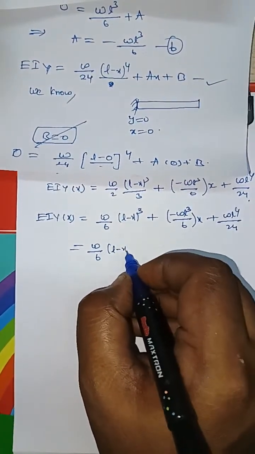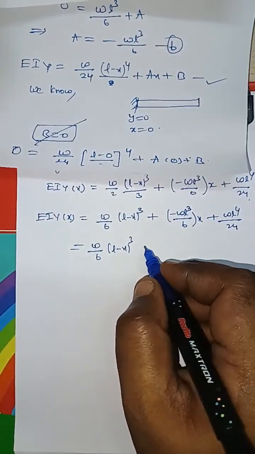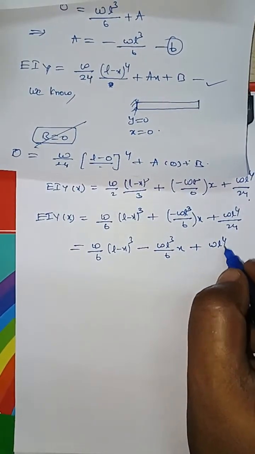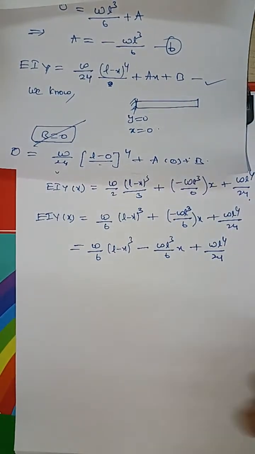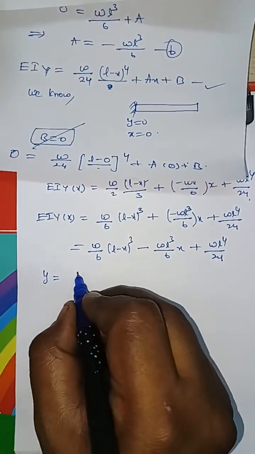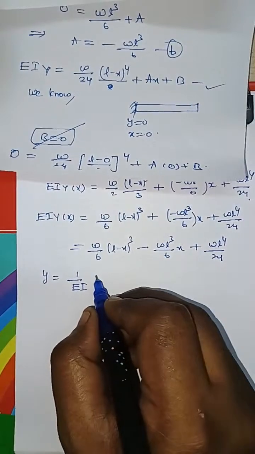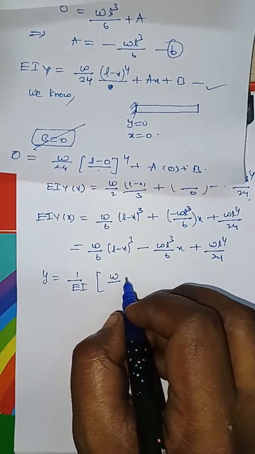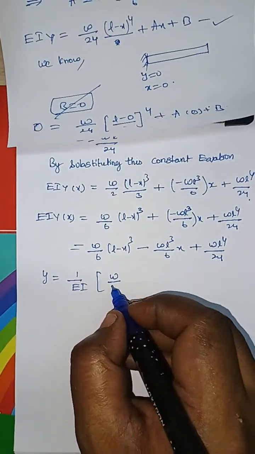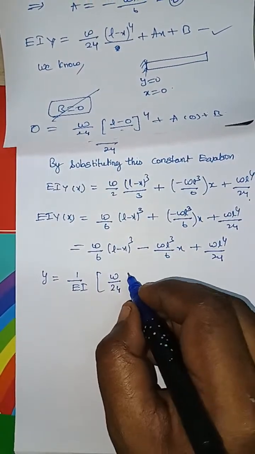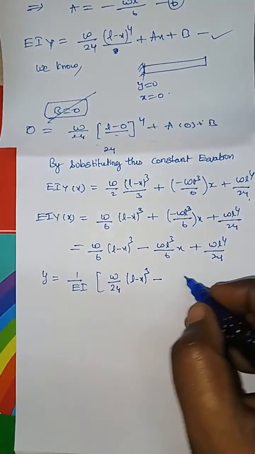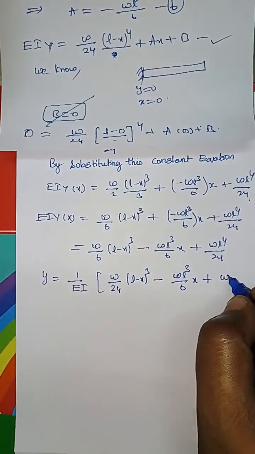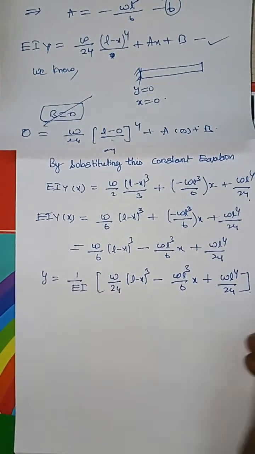So y is a function of 1 by EI times the expression: W by 24 (L minus x) power 4 minus W L cube by 6 of x plus W L power 4 by 24.